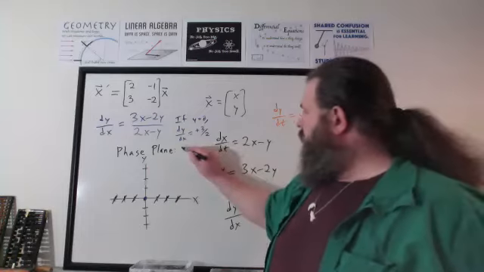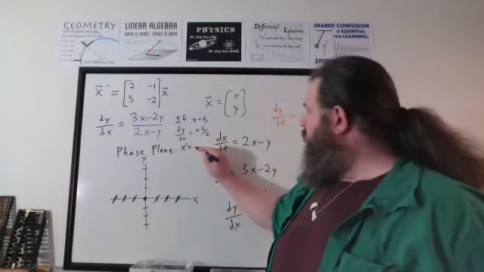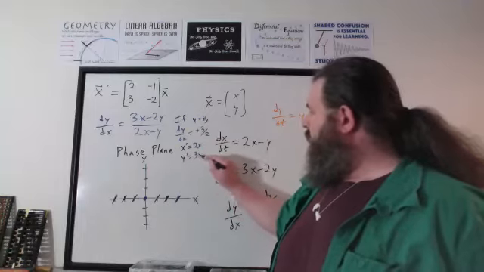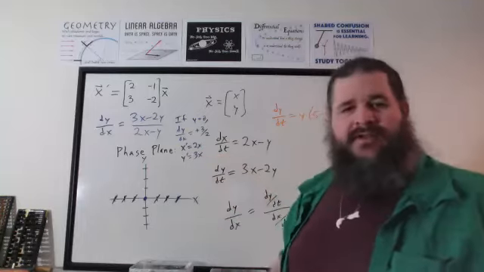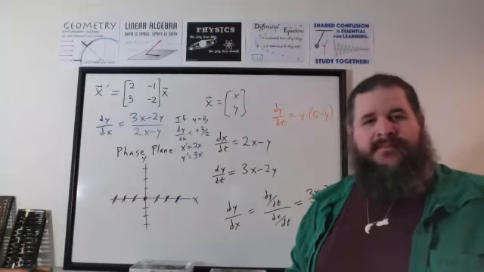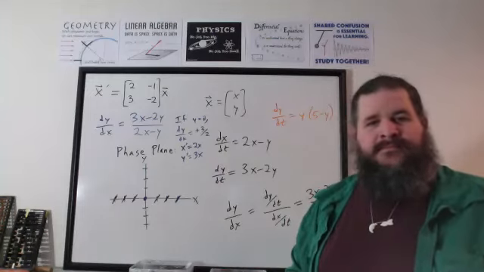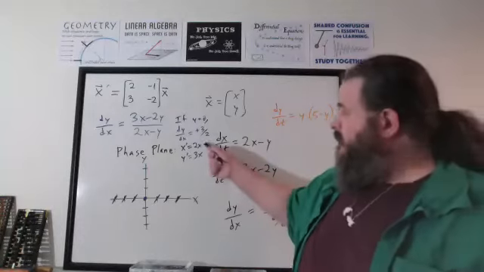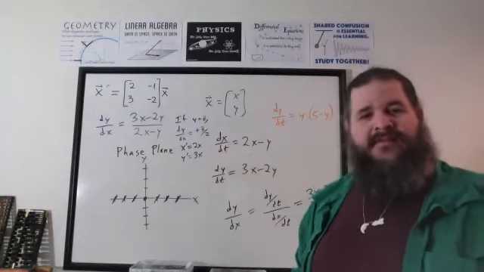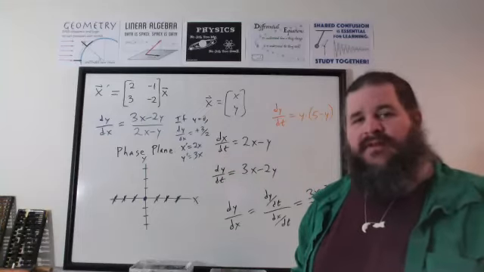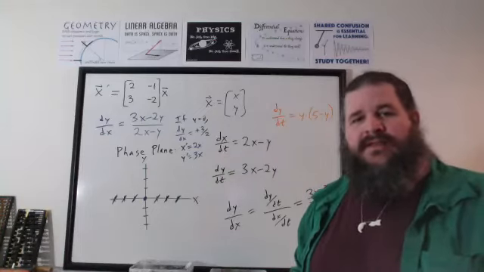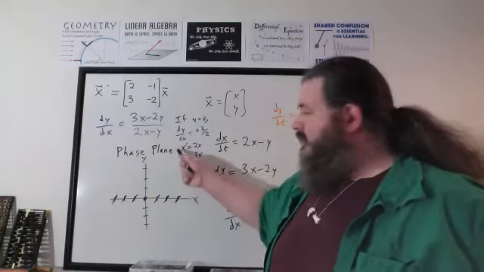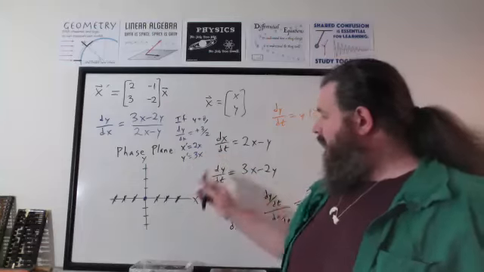Because we'd have x prime is 2x and y prime is 3x. So would those be positive or negative values? Is 2x positive or negative? And is 3x positive or negative? It could be positive, but what does it depend on? Yeah, exactly. It depends on the value of x. So if x is positive, then both of these derivatives are positive. So we're going up and to the right.